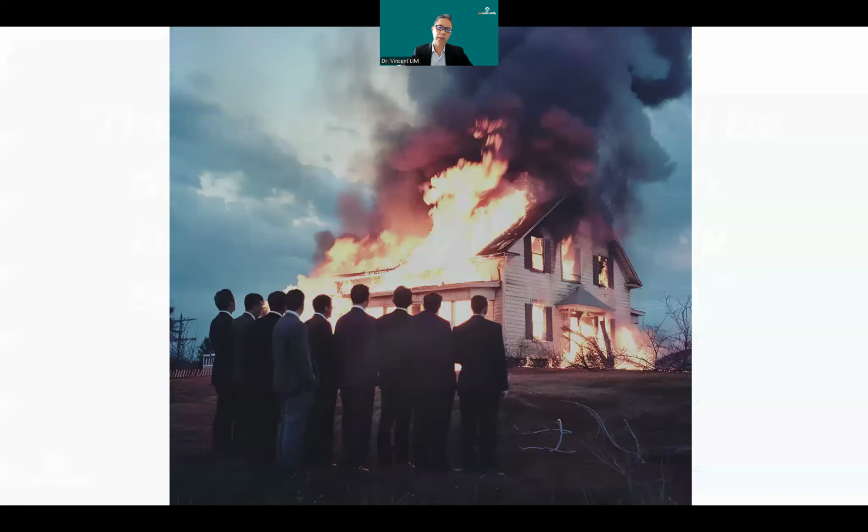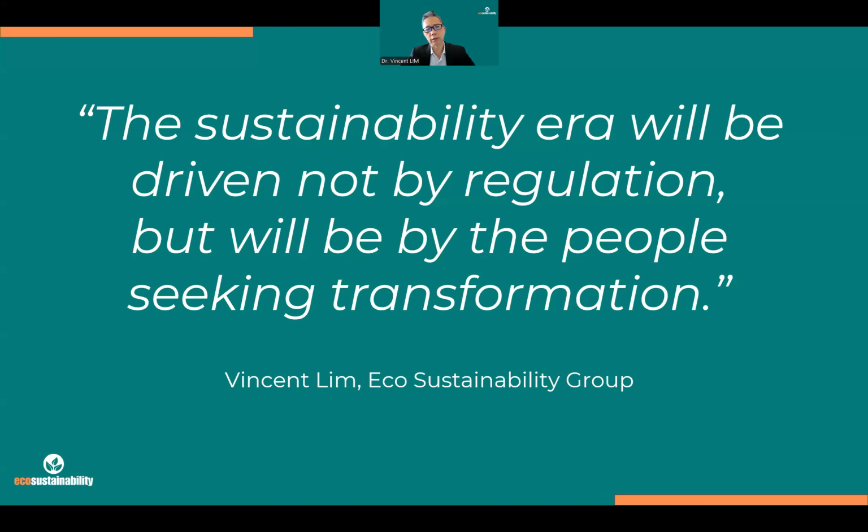So overall, I leave everyone with a quote: the sustainability era will not be driven by regulation, but by the people seeking transformation. It is all about us. If we just rely on the government to lead, I suspect that is a very inefficient and ineffective process. I truly believe all of you are people seeking transformation for the good of our environment, transformation to reduce human disaster.